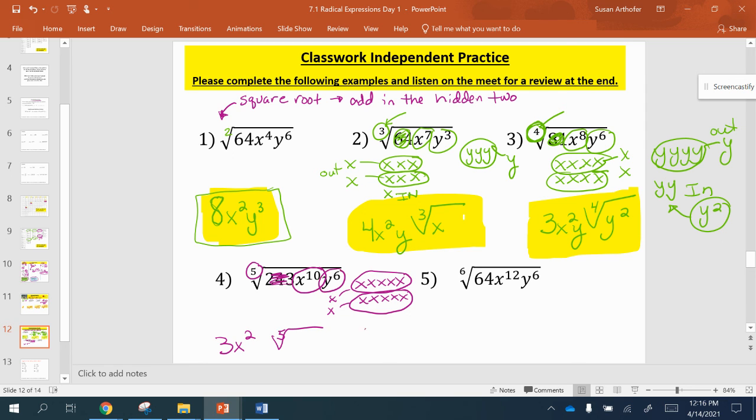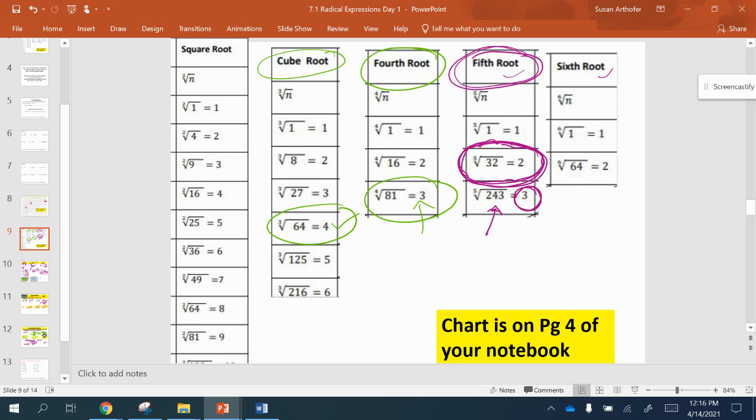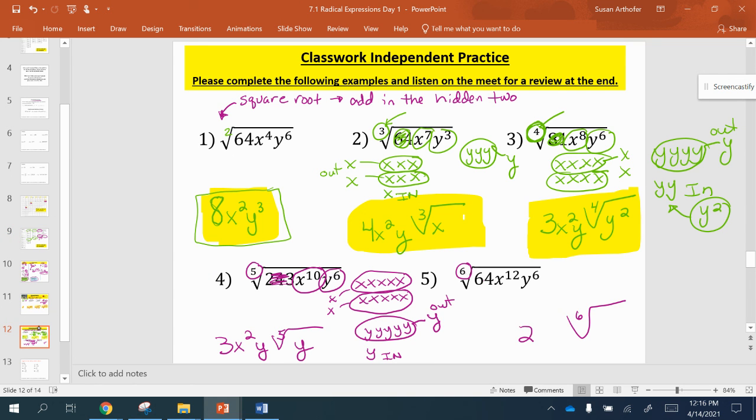y to the 6. I have to write it in sets of 5. 1, 2, 3, 4, 5, 6. So 1 y is out and 1 y is still in. Okay, next one I'm going to write 6th root. It takes 6 to get out. 6th root of 64. If you look on your chart, I've already talked about that one. It's over here. It's worth 2. 2 is out.